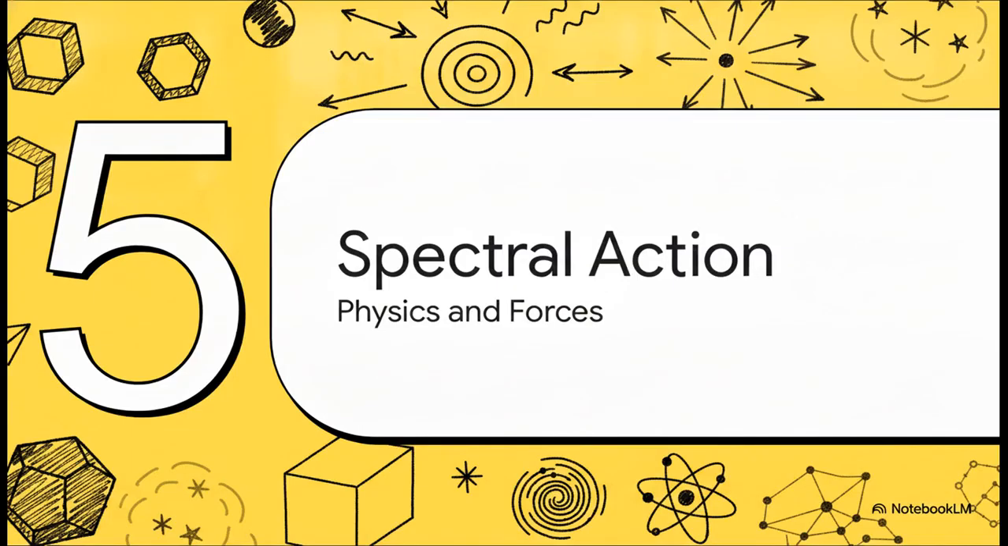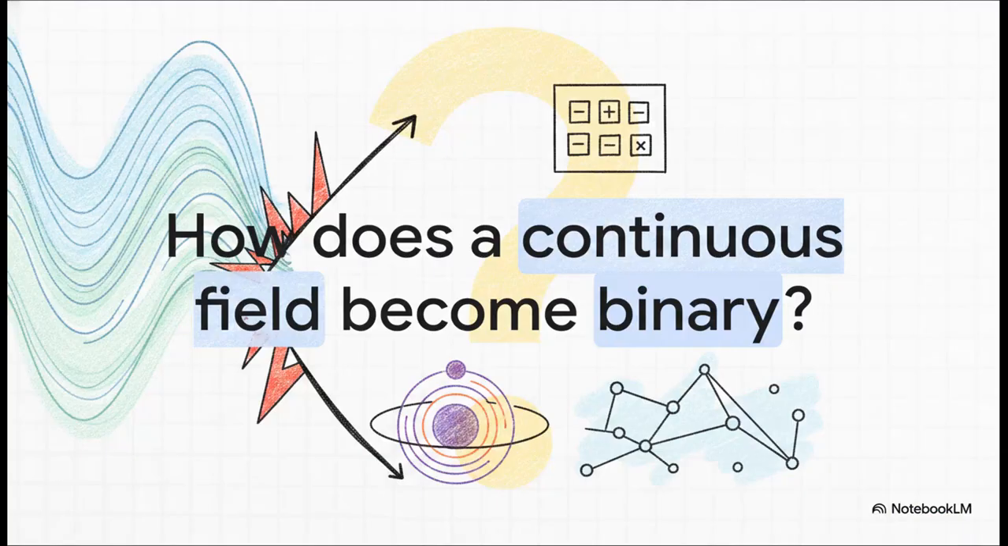Step 5. The spectral action principle, physics and forces. Now you might be wondering, if this moduli space is continuous, what fundamental physical action clamps the matrix entries strictly to a binary positive or -1? Why doesn't the field just take on fractional values to maximize its own volume?